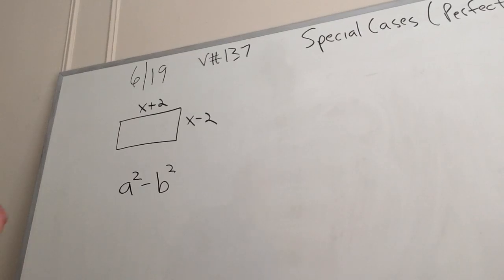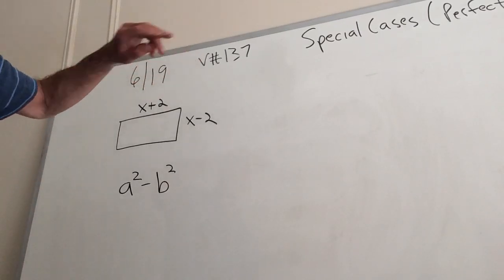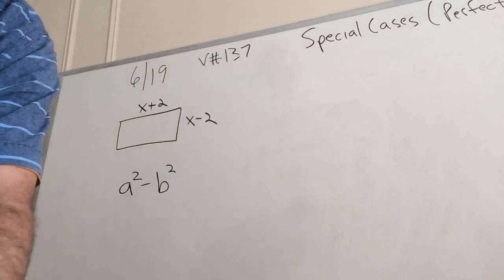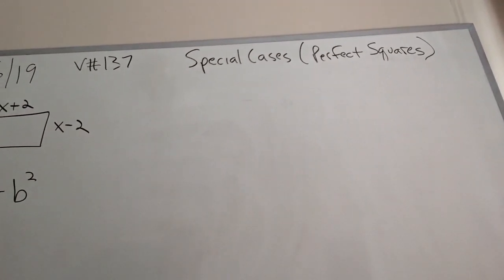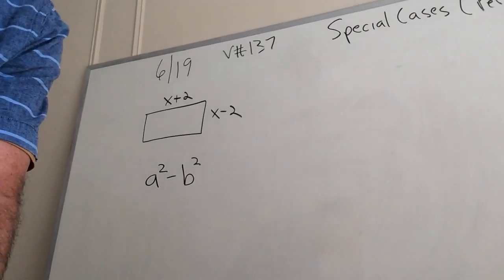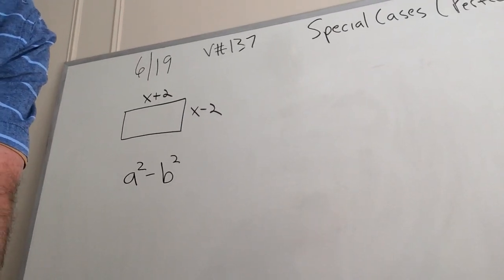Okay, let's try to get this done. It's 6:19. This is video 137, and this is really part two of special cases, which, as I said, really refers to perfect squares. Such an important topic in freshman Regents math.